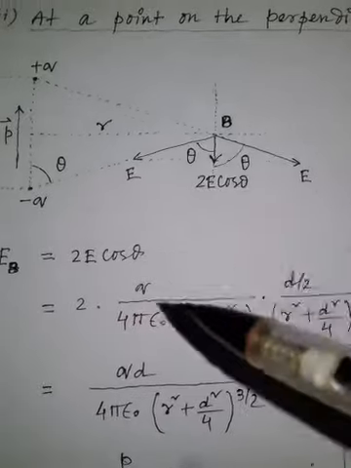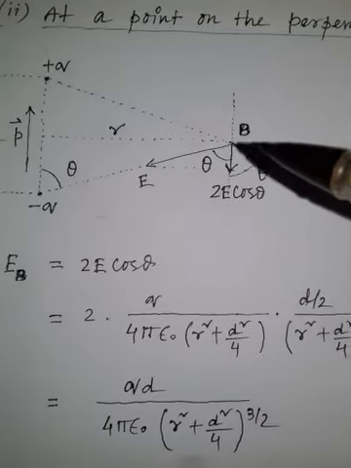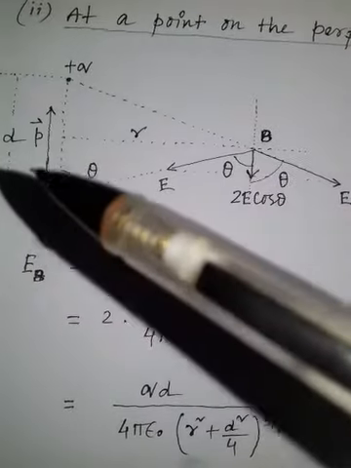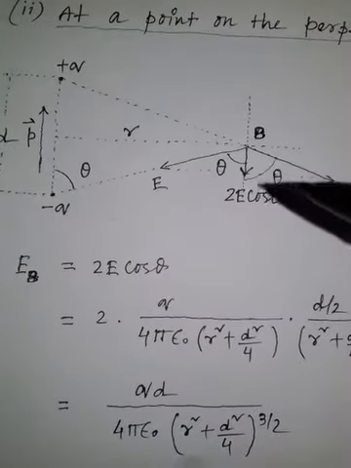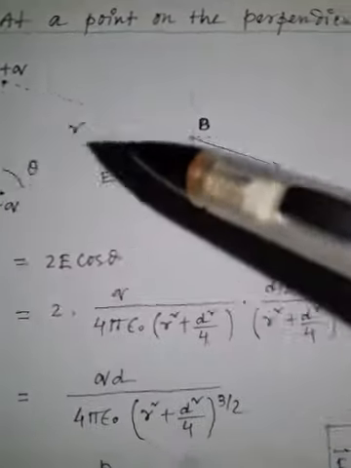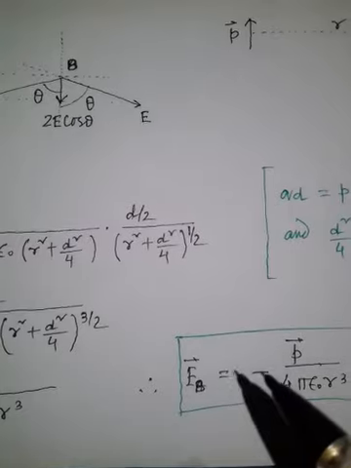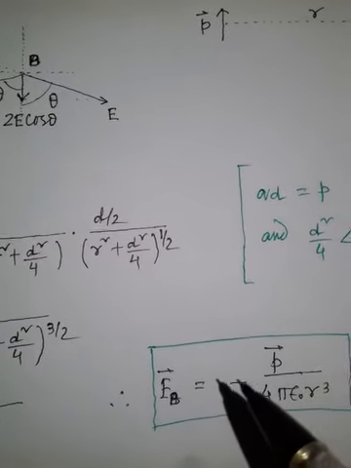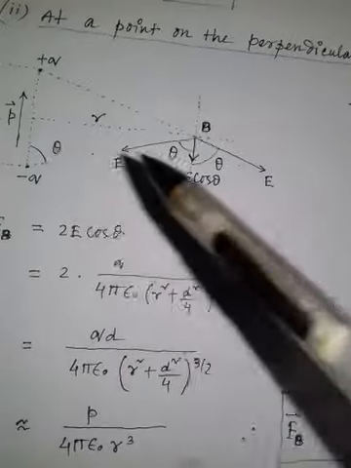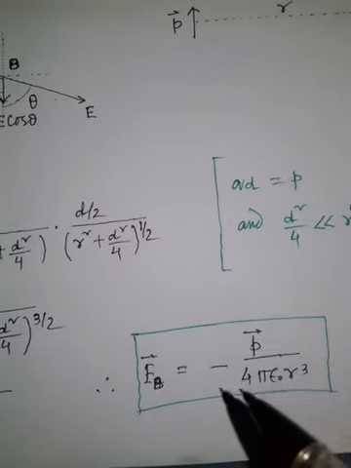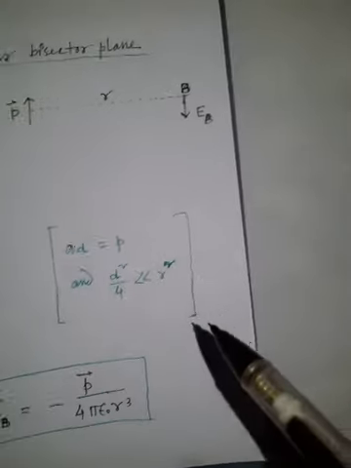But look at the direction here. Resultant field is along this direction, whereas dipole moment is along this direction. So it is opposite to the dipole moment. So we must take a minus sign. So finally we get the electric field at B as minus P by 4 pi epsilon naught r cube.